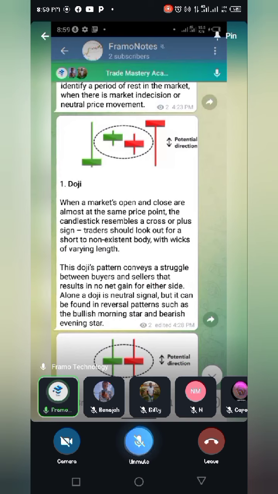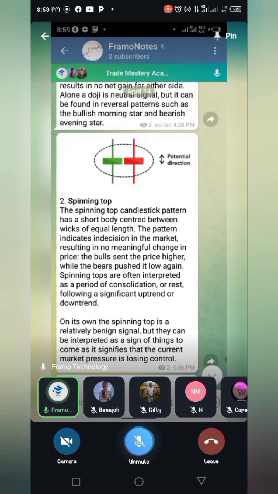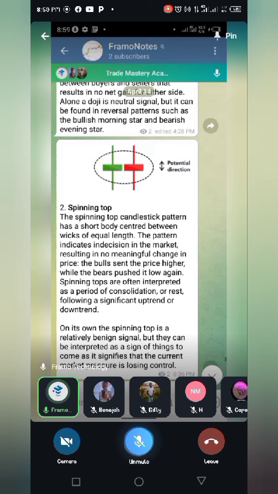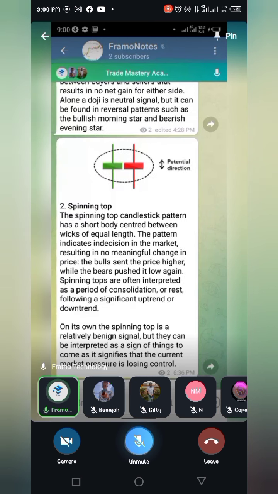Okay. And when you see a doji in a trend, it doesn't change the trend. So the next one is what? The spinning top. They are also like the doji, but they have long wicks. They also show indecision. So if we are in an uptrend, they will continue for us. If we are in a trend, they will continue for us.